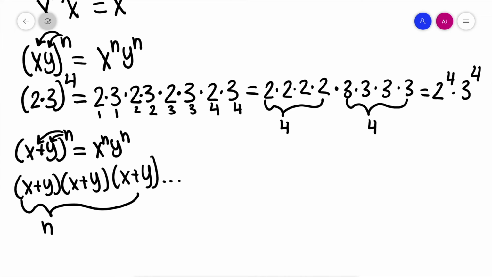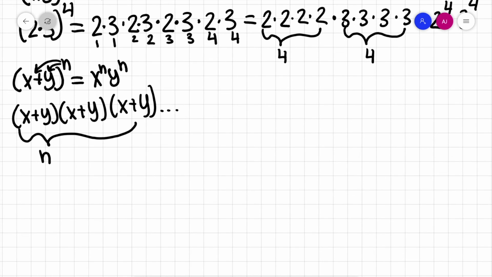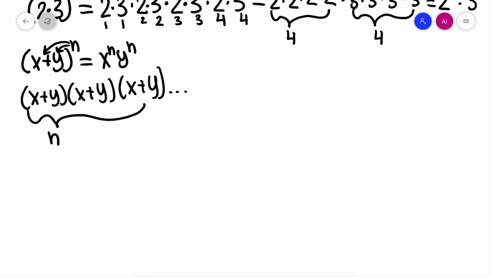But the x plus y comes first before the exponent does, right? Because it's in parentheses, if you remember your order of operations. So you just want to make sure you have your order of operations straight, right? Exponents come before products do, but something in parentheses that's being raised to an exponent does not come before the exponent.